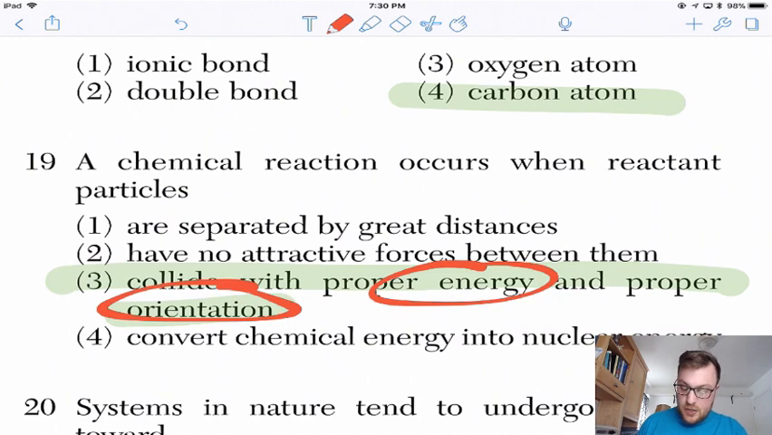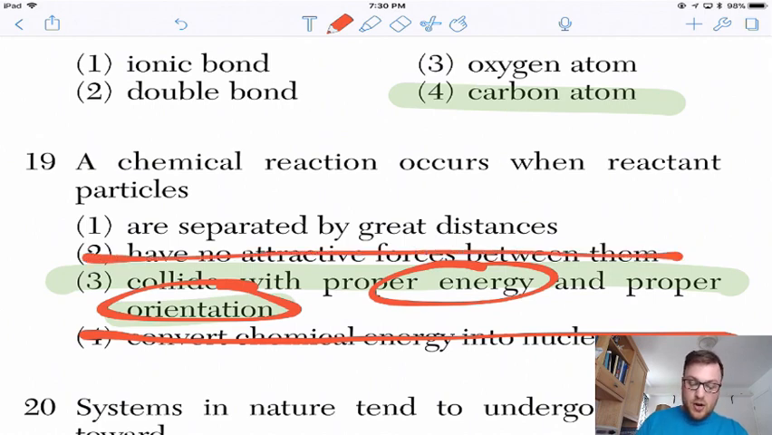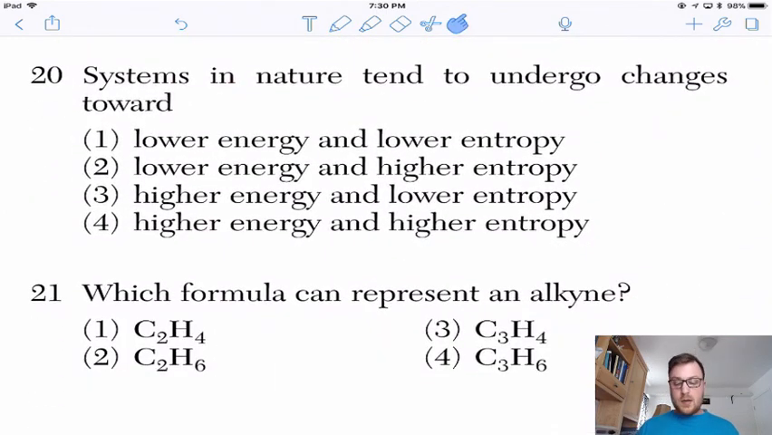Converting chemical energy into nuclear energy is just not really a thing we talk about too much. Have no attractive forces, that's an ideal gas. Are separated by great distances, that's also talking about an ideal gas. Systems in nature tend to undergo changes toward, this is lazy and crazy. Another acronym, mnemonic device, or phrase that you've heard throughout the year. Lazy means low energy. Crazy means high entropy. Lazy and crazy.